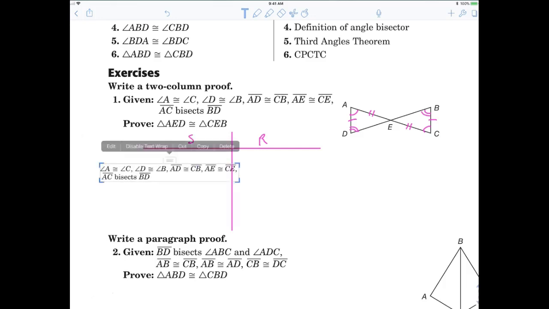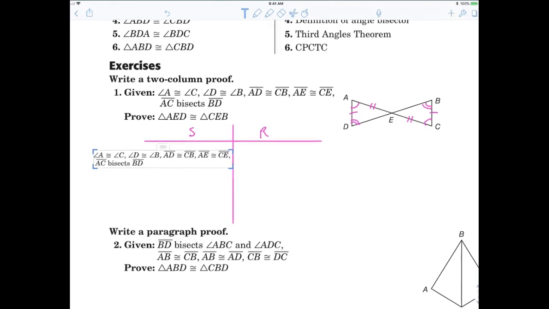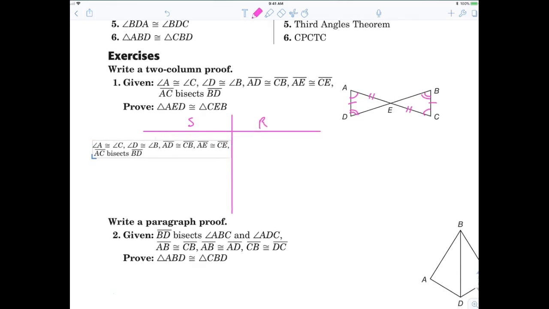Oh wait, this might be as small as it goes. Well, move it over. Yeah, I got you. Thank you. All right, so this is number one. That's number one, and then for number one we can just say given. So you don't have to be too lazy. That's a nice way of doing it.